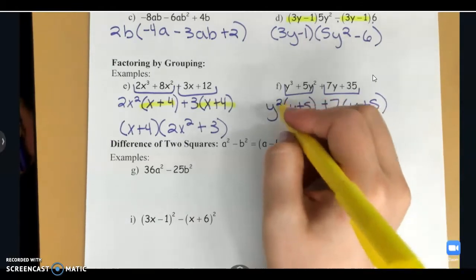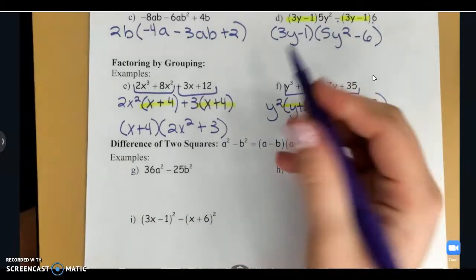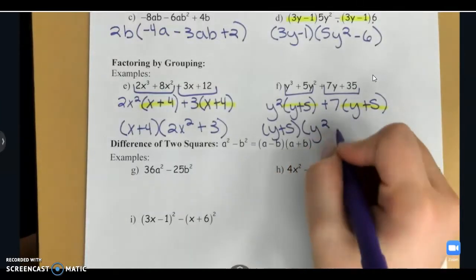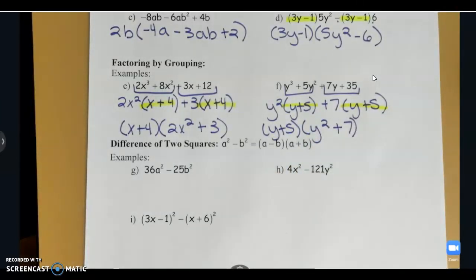So I have a common factor that I can pull out. So y plus 5, the first term leaves me with y squared. Second term leaves me with 7.